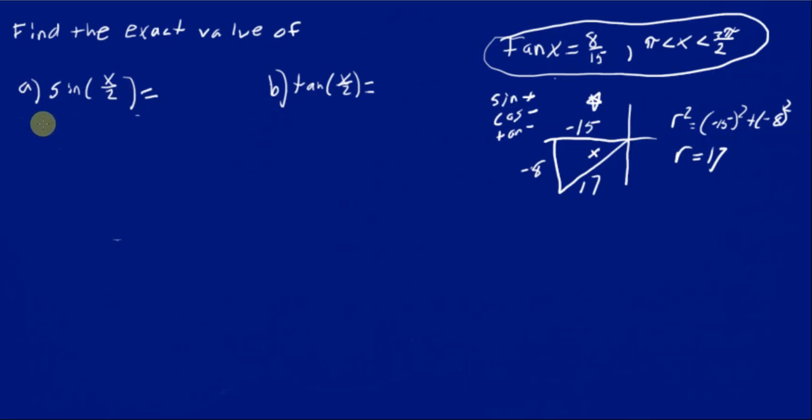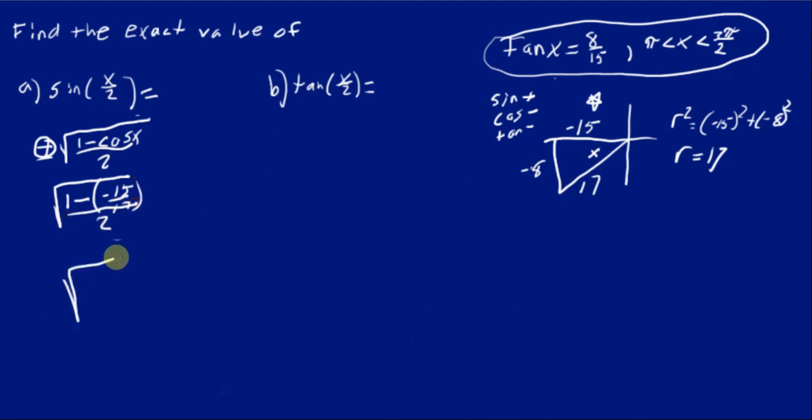identity I'm going to use is the sine of x divided by 2, which is plus or minus the square root of 1 minus the cosine of x, all divided by 2. And I know that I'm going to be positive, so that's the one I'm going to use. So I can drop the negative at this point. The square root of 1 minus the cosine. Cosine's the adjacent over the hypotenuse, so that's going to be a negative 15 over 17. And I'm going to divide that by 2.